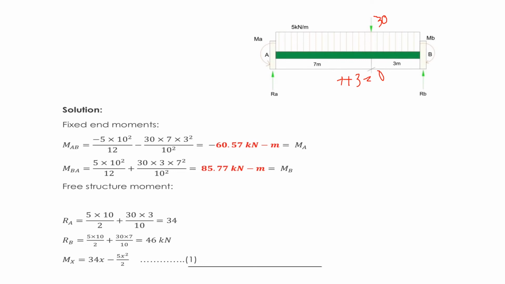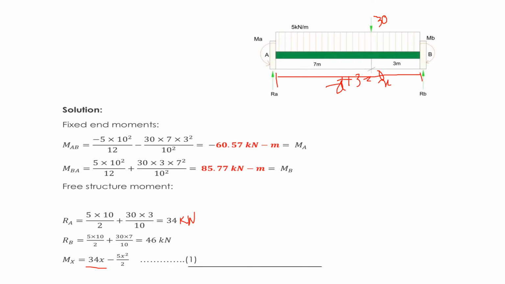This is 5 times 10 over 2 and 30 times 7 over 10. So this is 46 kilonewton. So RA is 34. So Mx is equal to 34x minus 5x squared over 2. Let's say it's equation 1.